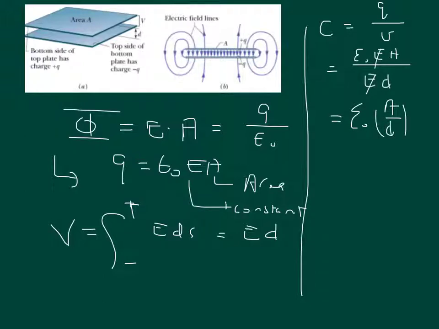And since epsilon naught is only a constant, the value of capacitance solely depends on the value of the area and the distance between the two plates. It's a very neat equation. Alright, we'll see some problems.